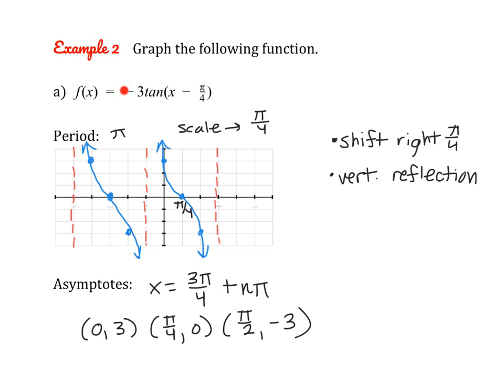So just be careful for any reflections. Just remember tangent, again, is usually an increasing function, but due to this negative, it's actually going to be decreasing. It looks more like cotangent.